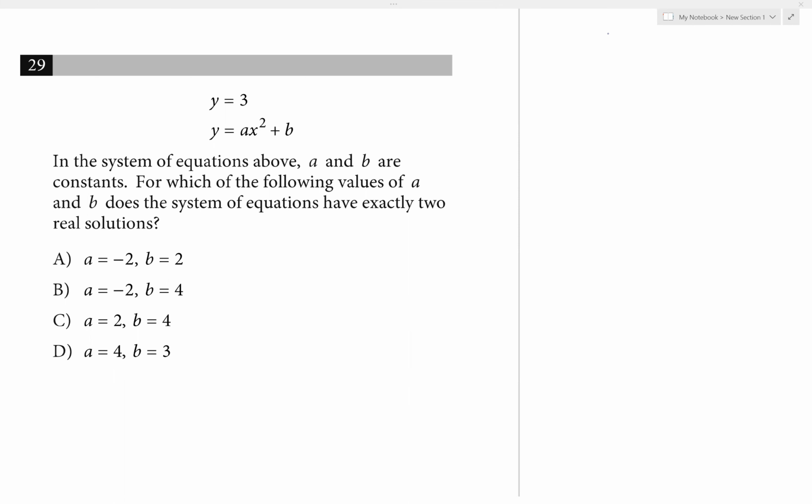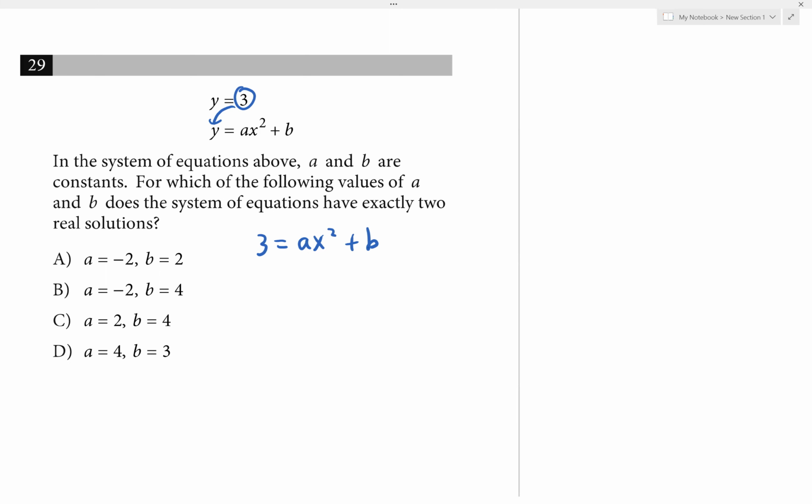Okay, so first, this is similar to a system of linear equations, right? We have y equal to something and y equal to something. We can set them equal to each other, so it's like we're doing a substitution here. Since we know y equal to 3, we can just plug in 3 for y. So we get 3 equal to ax squared plus b. This is what we have after we plug in the 3.